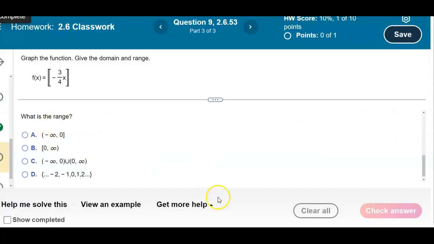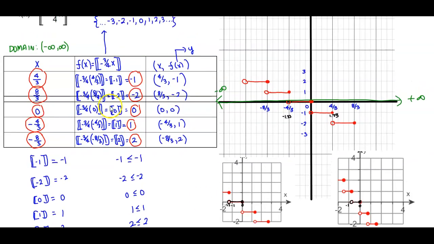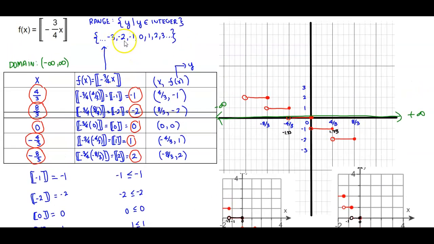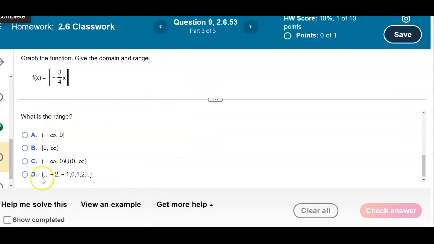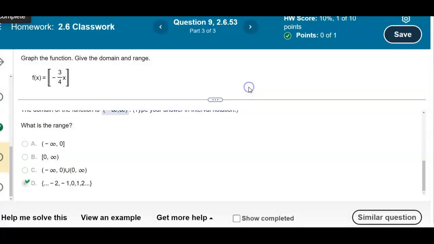Now, what is the range? Well, let's go back and look at the range. The range has to only include the integers because those are the only values that we should have when we're looking for the integers, right? So therefore, the integers are this set of integers. So when we select our result, it's going to be D because that represents all the integers. So let's check our answer, and then there's our result.